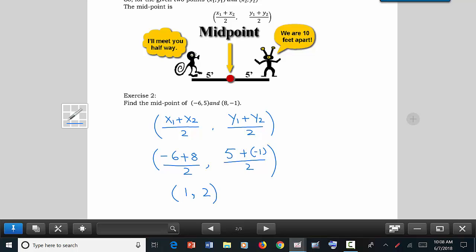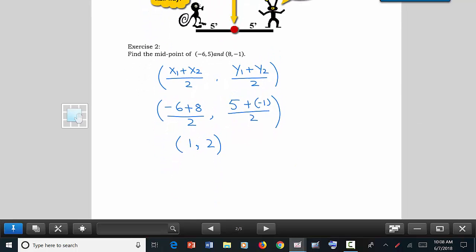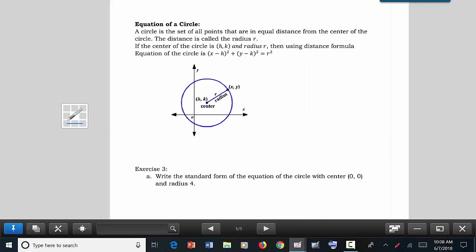And technically, what is it telling us? (1, 2) is the midpoint between those 2 points. That is the meaning. This point is an equal distance from those 2 points.